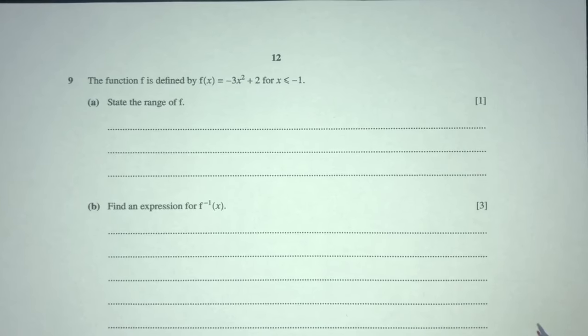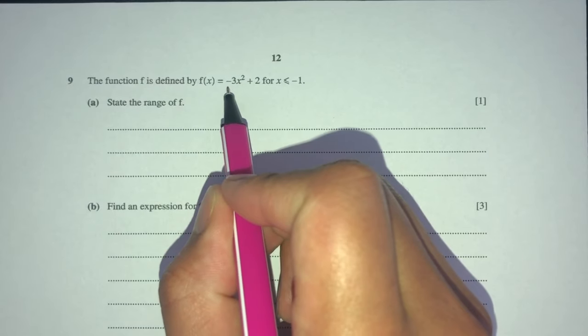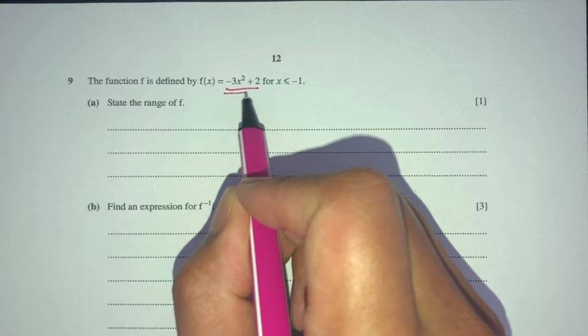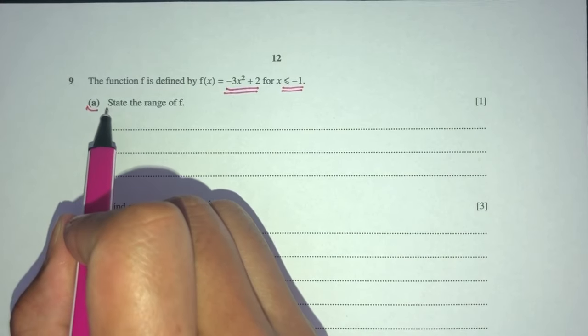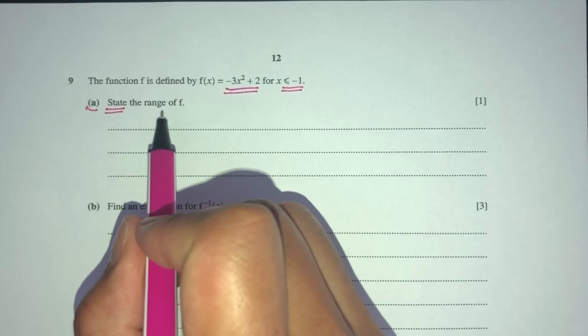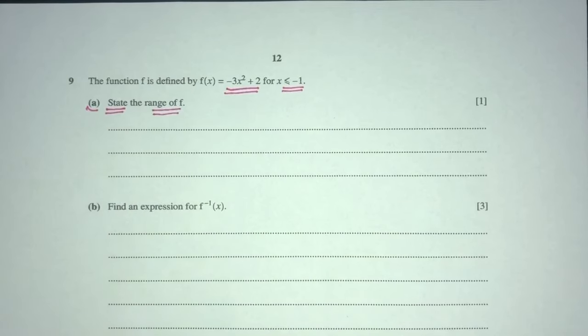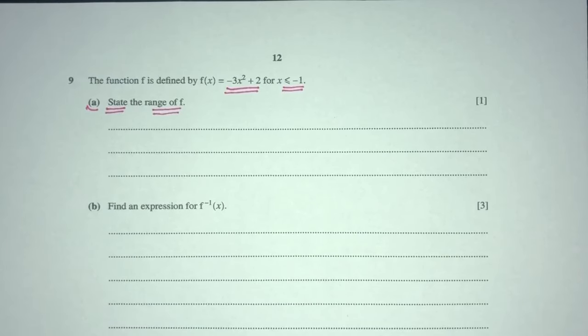Now let's move on to question number 9. So here we have a function f defined by this equation right here. For the values of x less than equal to minus 1. Part 1, states should be pretty easy. The range of f. Now obviously this is an easy question. However, I would like to explain what are we actually looking for.